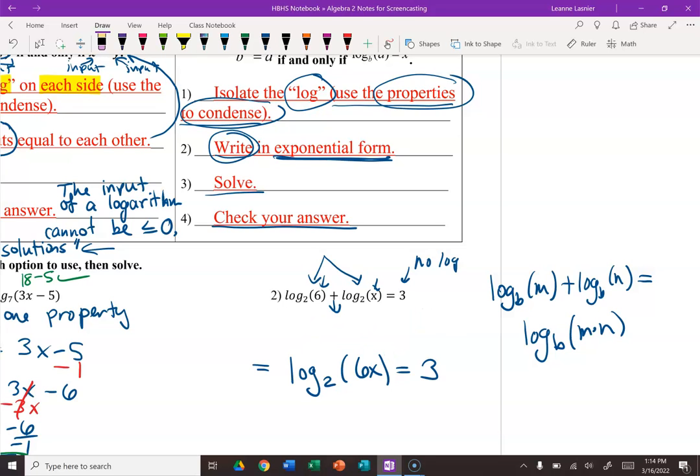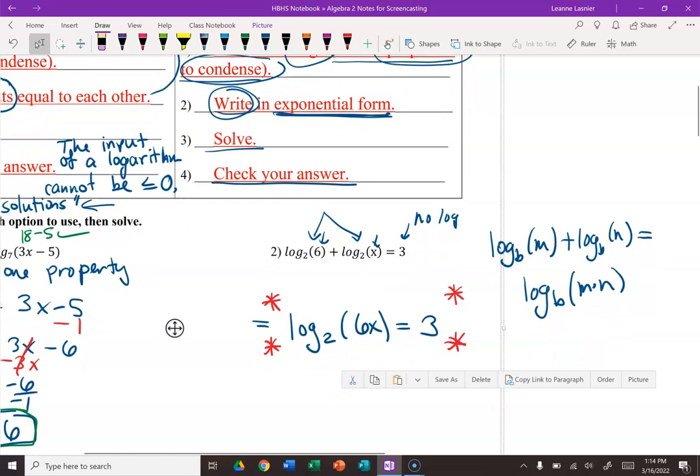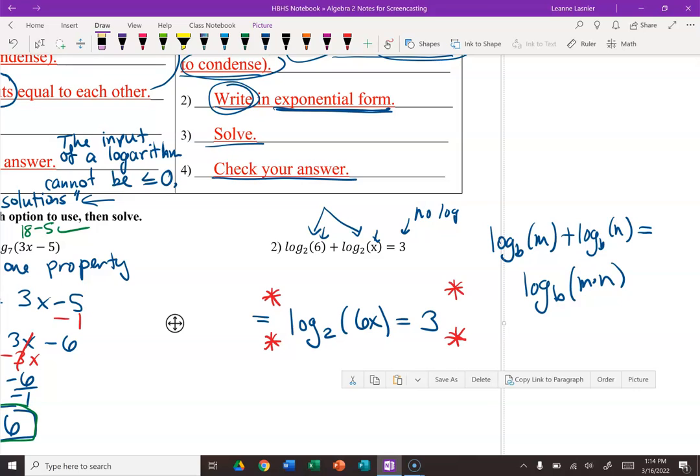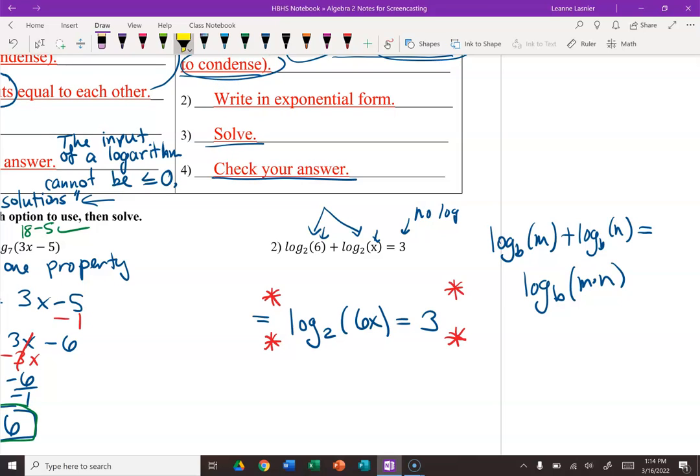So now I have a single log equaling 3. So what I can do at this point is rewrite in exponential form. I want you to make a big deal about this on your outline because this is the part where students often forget what to do next. This is step 2 of option 2. You're going to write in exponential form.